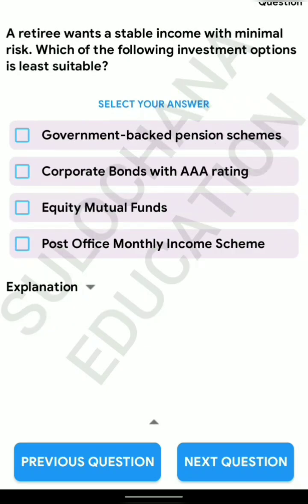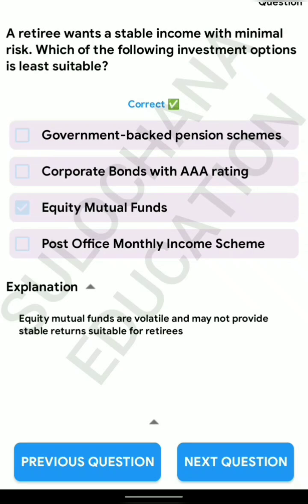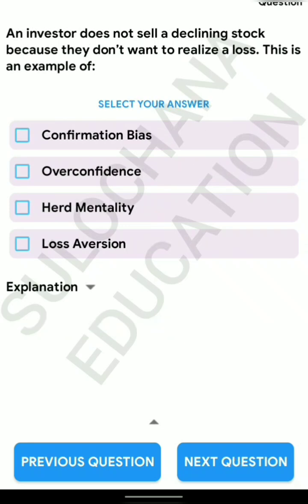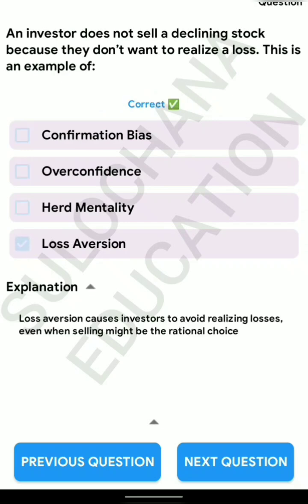A retiree wants a stable income with minimal risk. Which of the following investment options is least suitable? Options are, and the correct answer is C. Equity mutual funds are volatile and may not provide stable returns suitable for retirees. An investor does not sell a declining stock because they don't want to realize a loss. This is an example of, options are, and the correct answer is D. Loss aversion.